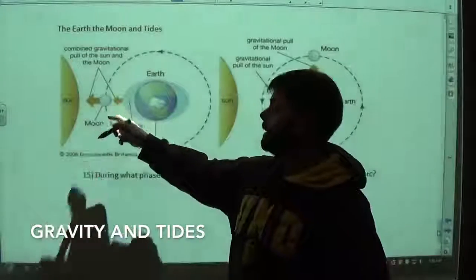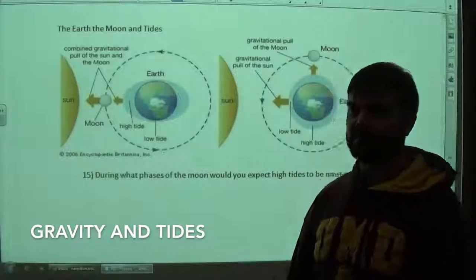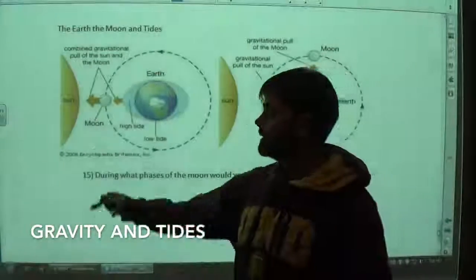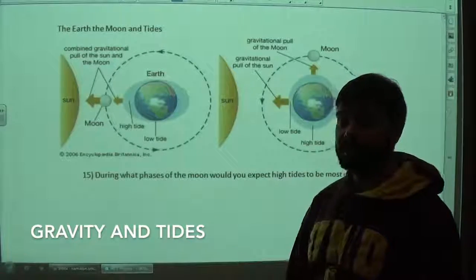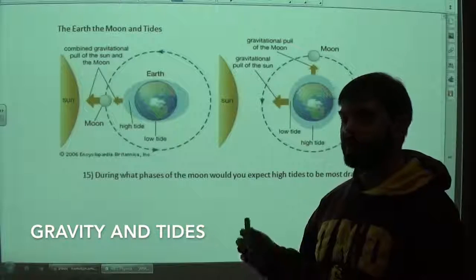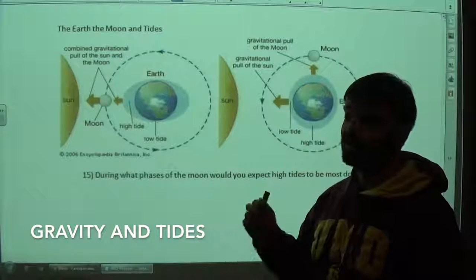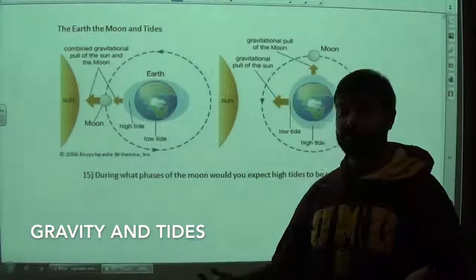The moon itself, just like any other object, between any two objects with mass, there's going to be gravitational force or pull. Now, the sun is obviously the largest body in our solar system, so it is the dominator of gravity, but it is also quite a bit further away from us than the moon. So we know that the two variables for gravitational force are distance and mass.